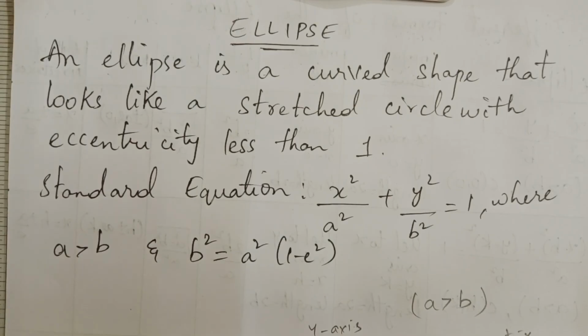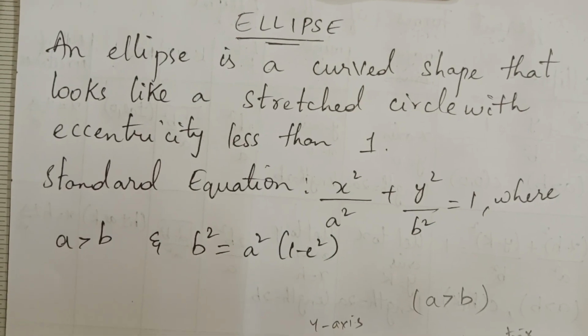Hello everyone. Our next chapter is ellipse. This chapter comes for 4 marks in your exam. Total 2 questions will be there from 4 marks. So it is an 8-mark chapter.